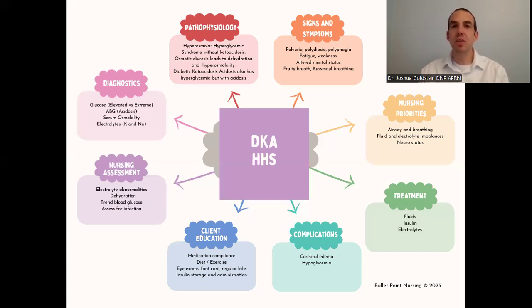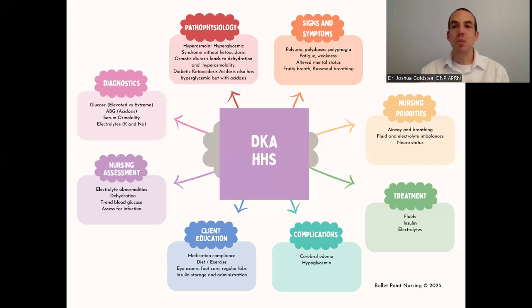Now let's look to the right side of our screen at the nursing priorities. Number one is going to be airway and breathing. Both of these can cause altered mental status and decreased level of consciousness. So in both of these, we're going to have to keep a close eye on their airway and breathing. Remember, DKA is going to have the deep, rapid breathing that's crucial. HHS is not going to have that.